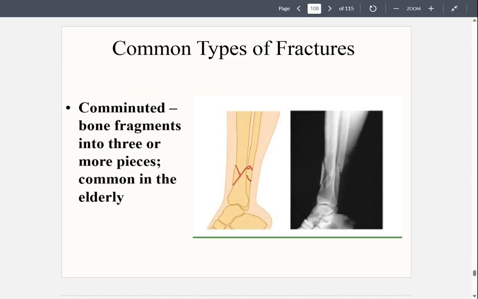So if I have 3 or more, that means we have multiple fracture lines, such as in this image here. So this is the X-ray, and this is the artist rendering. We have a fracture running here, separating the top from the bottom, but we also have another fracture here, separating another piece from the top and bottom pieces.